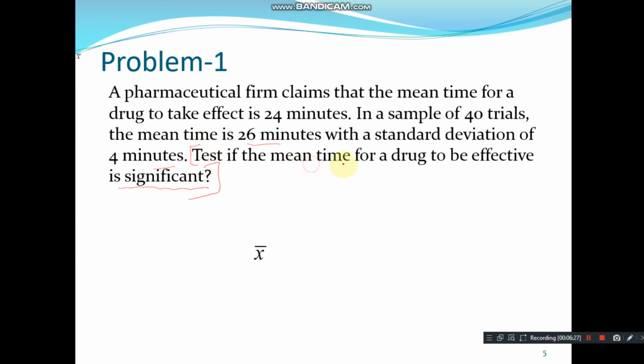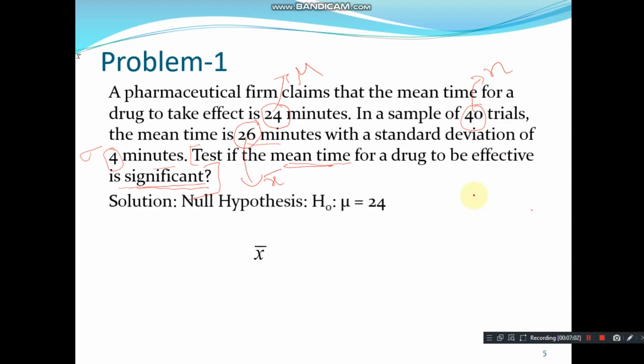They are claiming that the mean time for a drug to be effective is significant. Observe here, the mean time for a drug to be effective is related to the population. This 26 is the mean of the sample, x bar. This is the standard deviation, sigma. And what is the size of the sample? This is n.